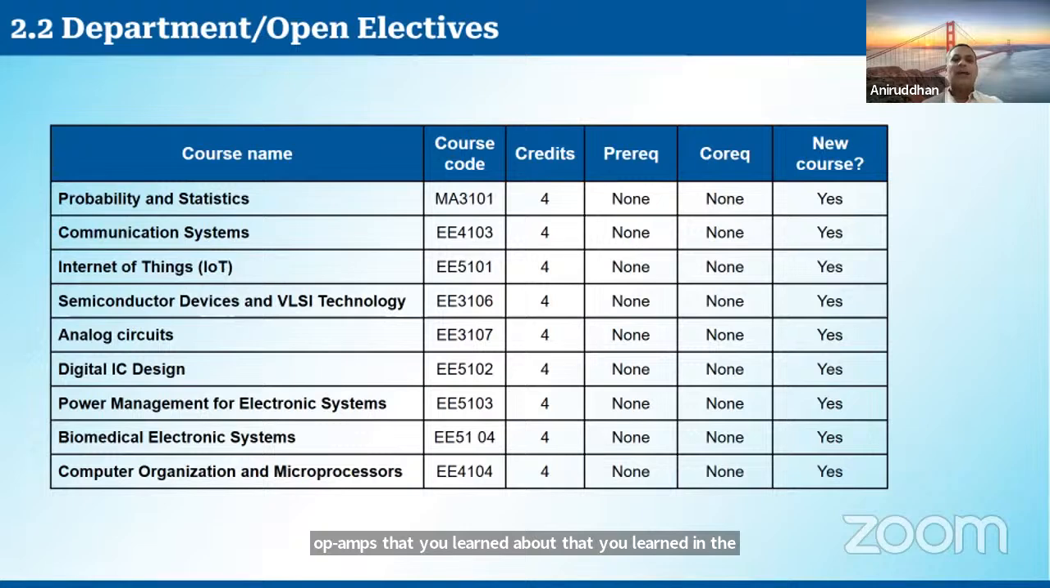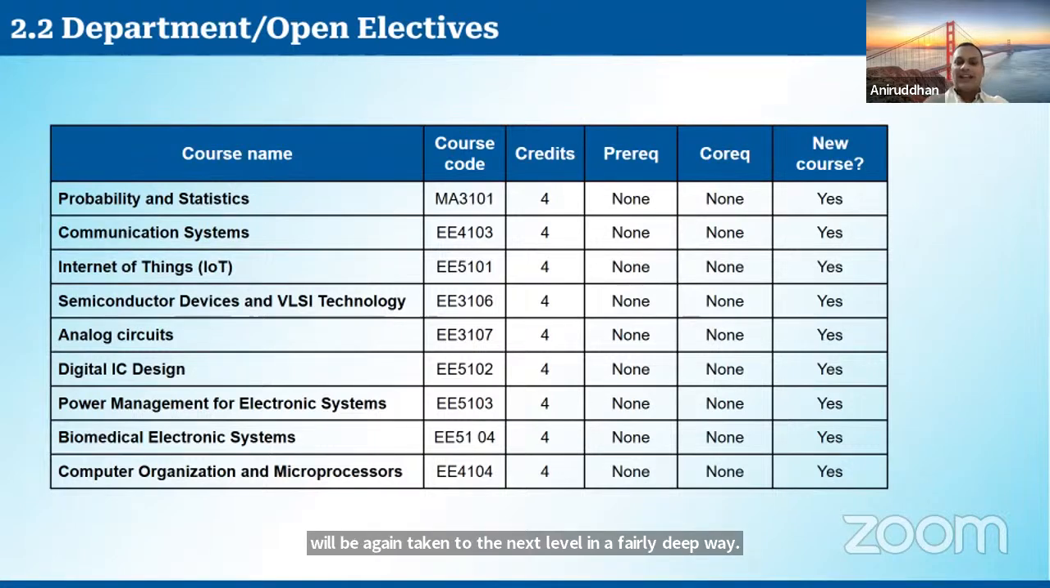Then we will have an applied electronics course called Power Management for Electronic Systems. So you can imagine conversion from AC to DC, DC to DC. You have learnt a little bit about these in the electrical and electronic circuits course, but this will again be taken to the next level in a fairly deep way in this EE 5103 course.